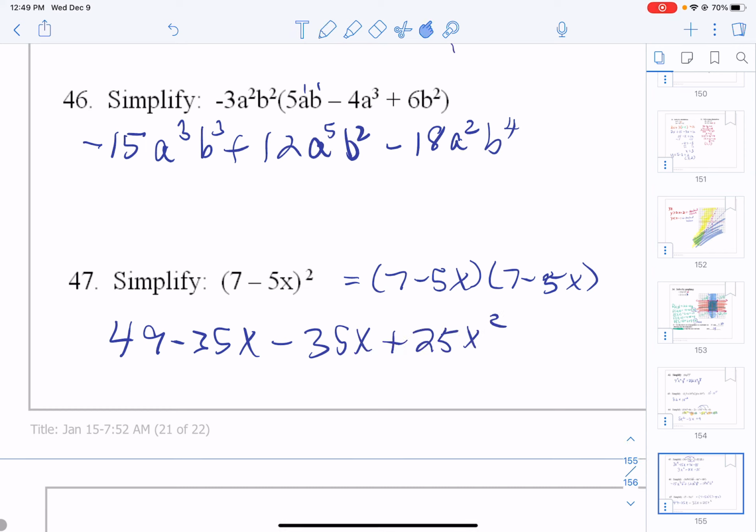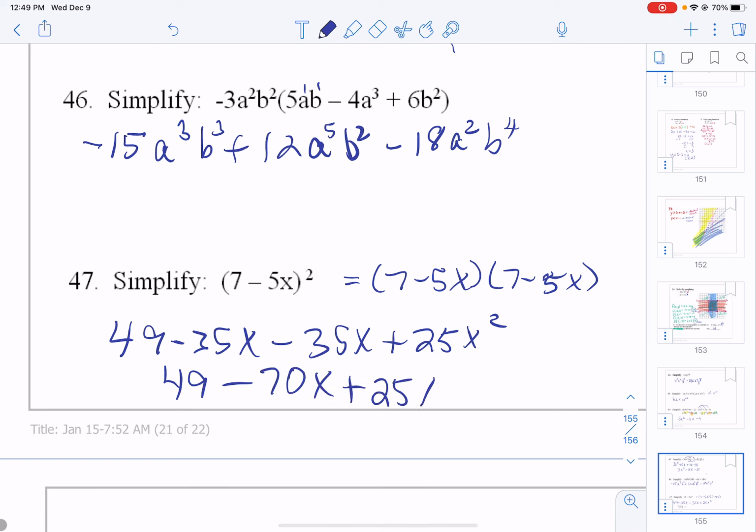Now, we have these middle terms here. We can now combine them together. So we get 49 minus 70x plus 25x squared. Now, sometimes they'll put the 25x squared first to put it in descending order, but it's the same answer either way.